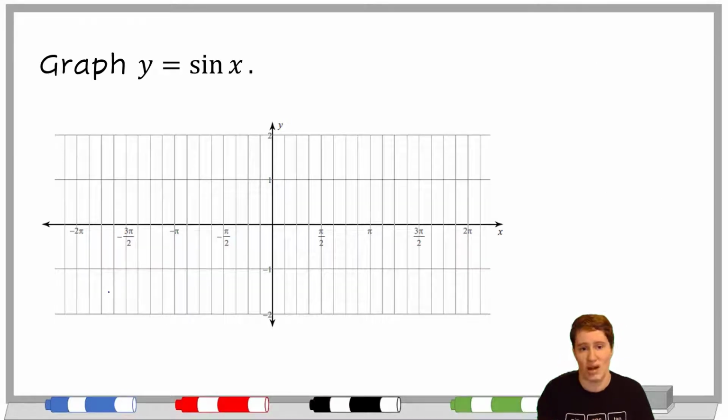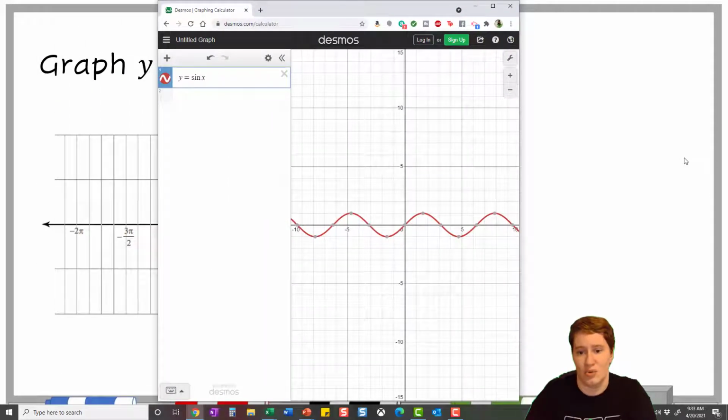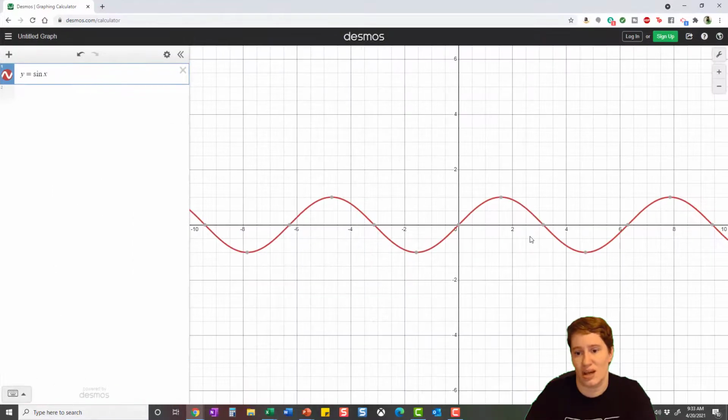When we graph y equals sine x, I'm going to graph it on Desmos and bring it over here for you to see. And then we can talk about some things happening here. So this is in radian mode because I just opened it up. And so when we're in radian mode, we graph y equals sine x, we can notice some things. Sine starts at 0, 0, and then goes up to the right, down to the left.